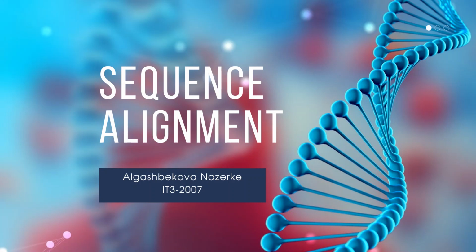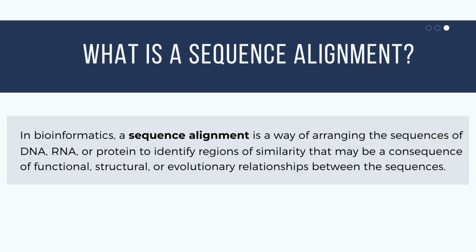Hello, in this video I'm going to tell about sequence alignment. In bioinformatics, a sequence alignment is a way of arranging the sequences of DNA, RNA, or protein to identify regions of similarity that may be a consequence of functional, structural, or evolutionary relationships between the sequences. It is an important first step toward structural and functional analysis of newly determined sequences.